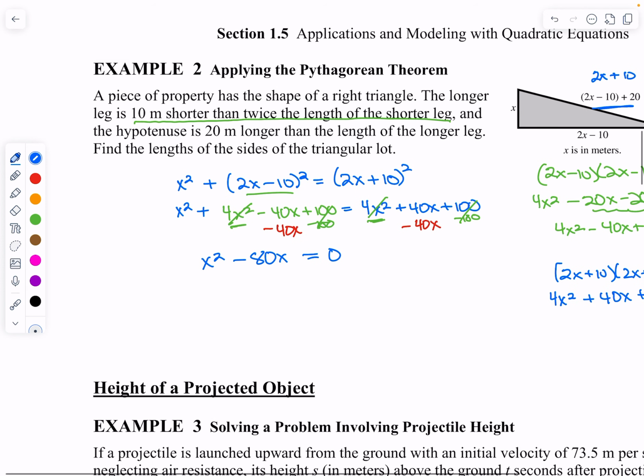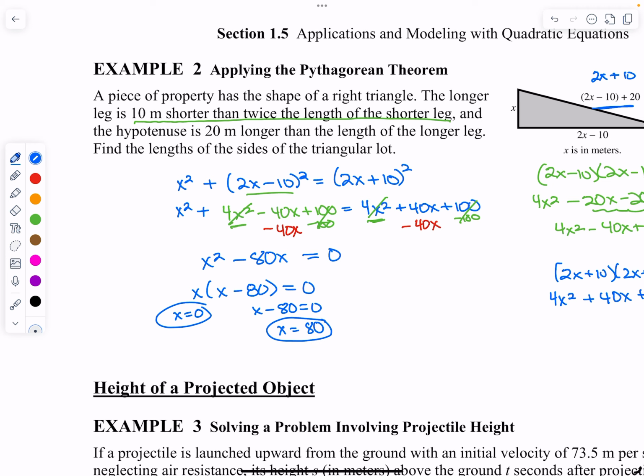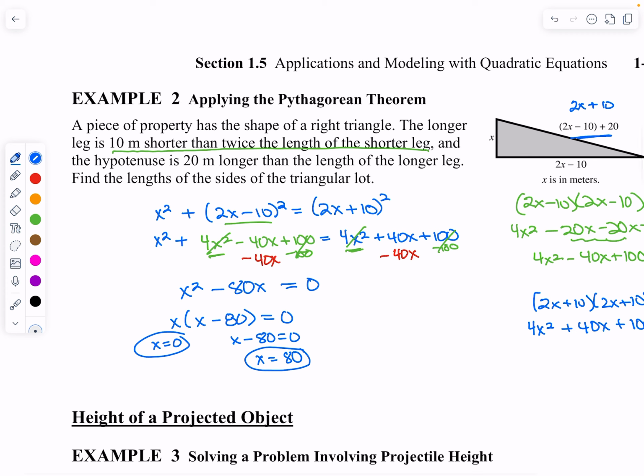And notice, now I can actually do this by factoring. I don't really have to do the quadratic formula because if I take out an x, I get x times x minus 80. So if I set each one of those equal to 0, that gives me two answers. I don't really have to set them equal to 0. I can just look at it and say, I know this is 0. What would make my x minus 80 equal to 0? If that x was 80. All right. So once again, that is mathematically what it is.